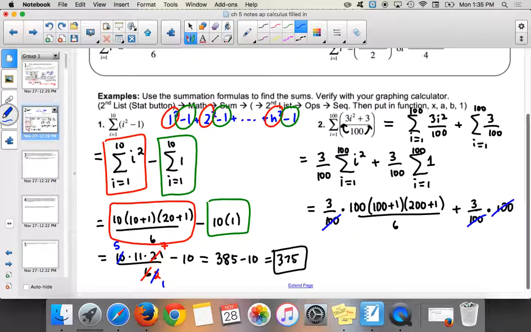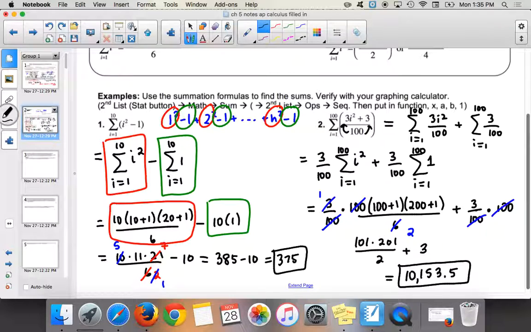You can also reduce out some other things before you put it into your calculator. So you have 101 times 201 divided by 2 plus 3. What do you get? 10,000 something. 10,153.5. Yep. All right, so we get that.